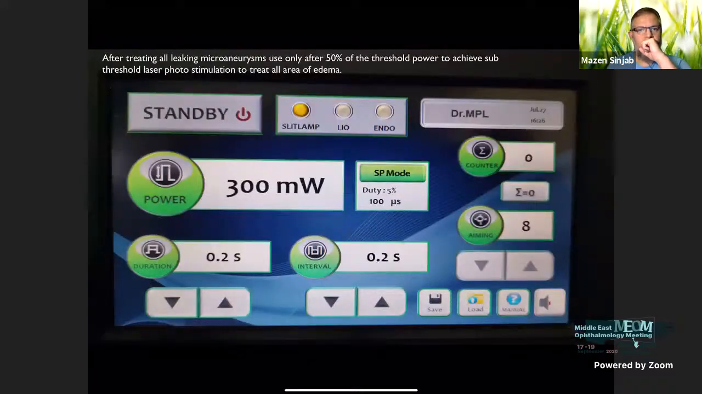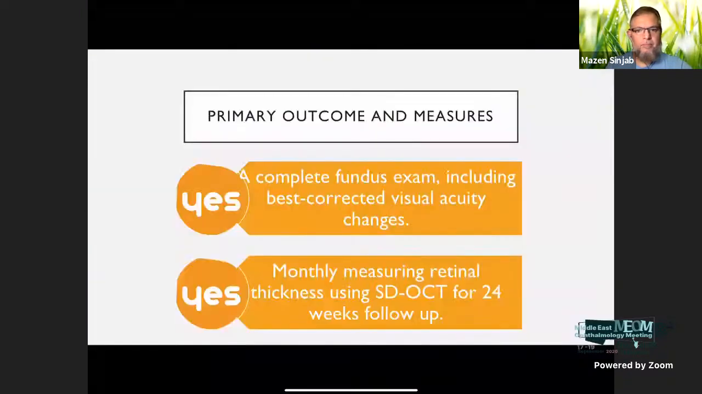After treatment of all the leaking microaneurysms, I cut the power in half. If I had 600 milliwatt to achieve threshold laser, then I will use 300 milliwatts as a subthreshold power to treat all the area of the edema as identified by spectral domain OCT in a painting fashion. The follow-up was a complete monthly fundus exam, including best-corrected visual acuity and monthly measuring of retinal thickness using spectral domain OCT for 24 weeks follow-up.